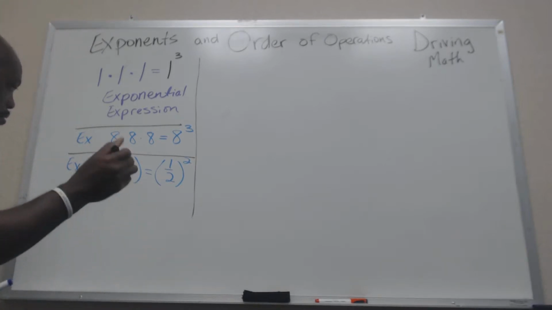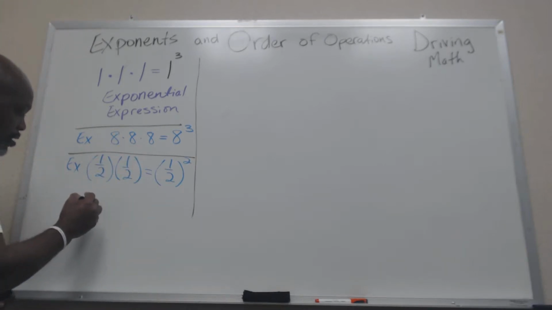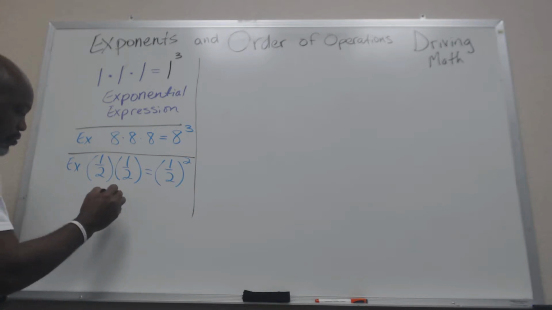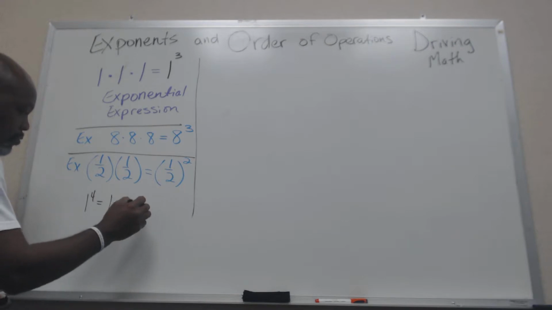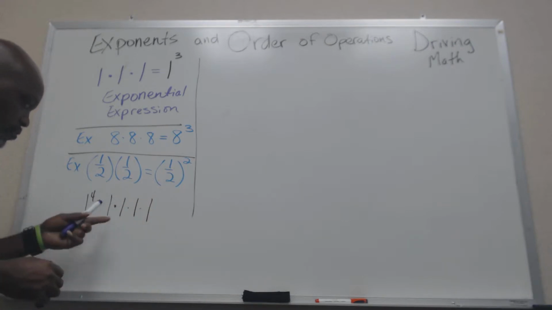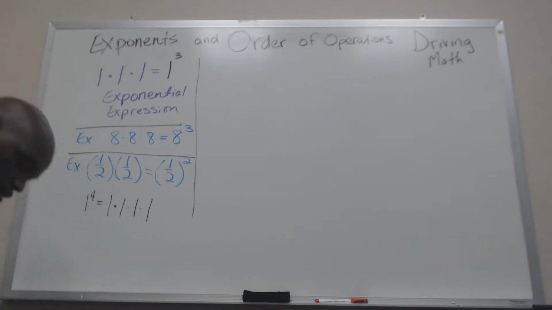But I want to give you an additional tip that I have 1 to the 4th. I can write it the opposite way of 1 times 1 times 1 times 1. And that also can be solved. And as you can see, it will be 1.